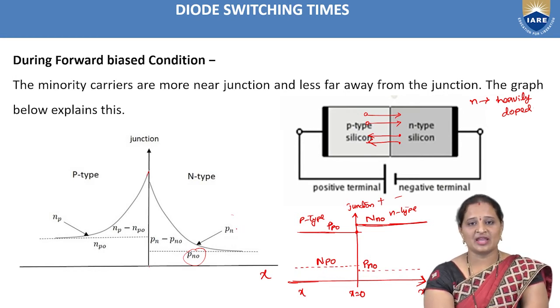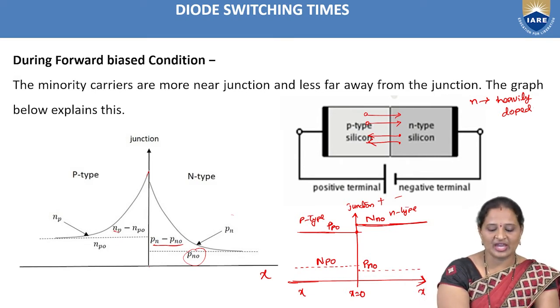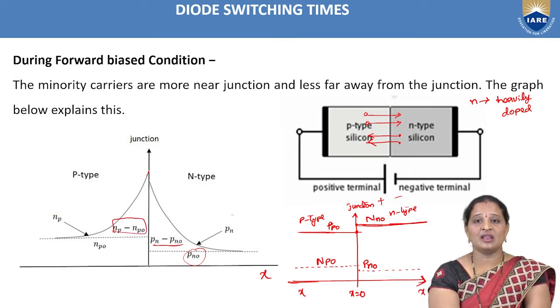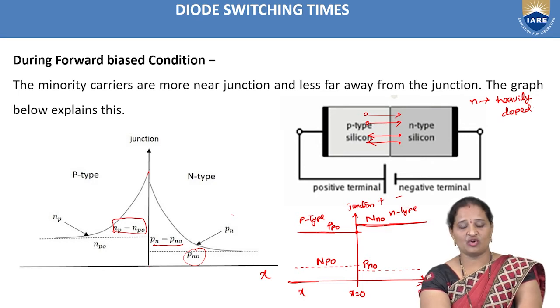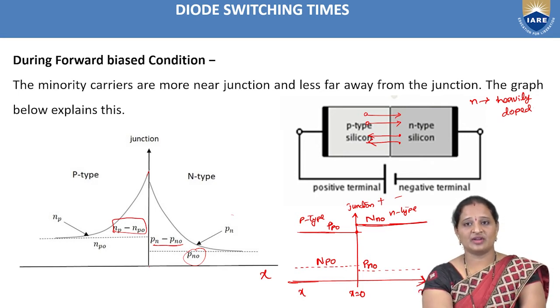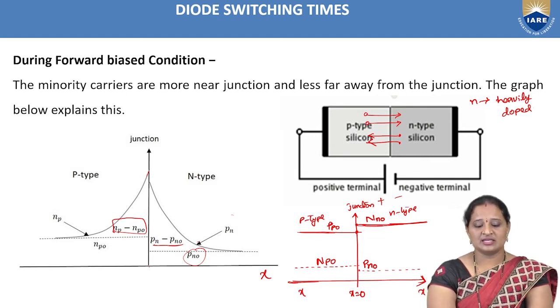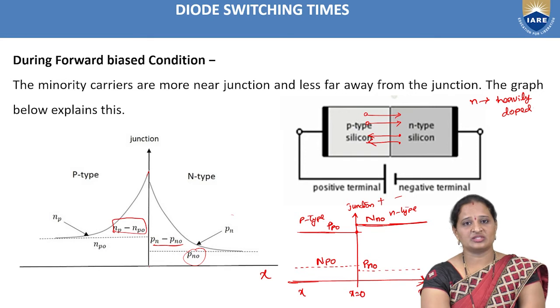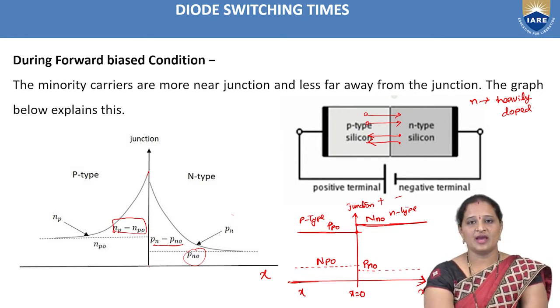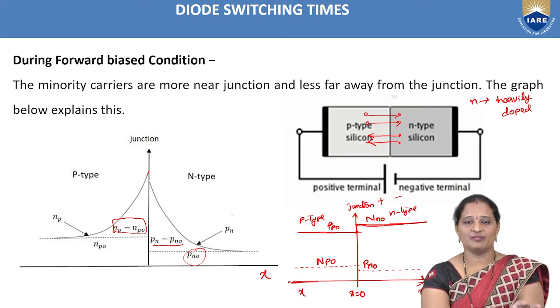So now the excess minority charge carrier concentration in n-type semiconducting material is given by Pn minus Pn0, whereas the excess minority charge carrier concentration in p-type material is given by Np minus Np0. This is the minority charge carrier concentration near the junction, and it is exponentially decreasing as we are moving away from the junction in both p-type and n-type material.